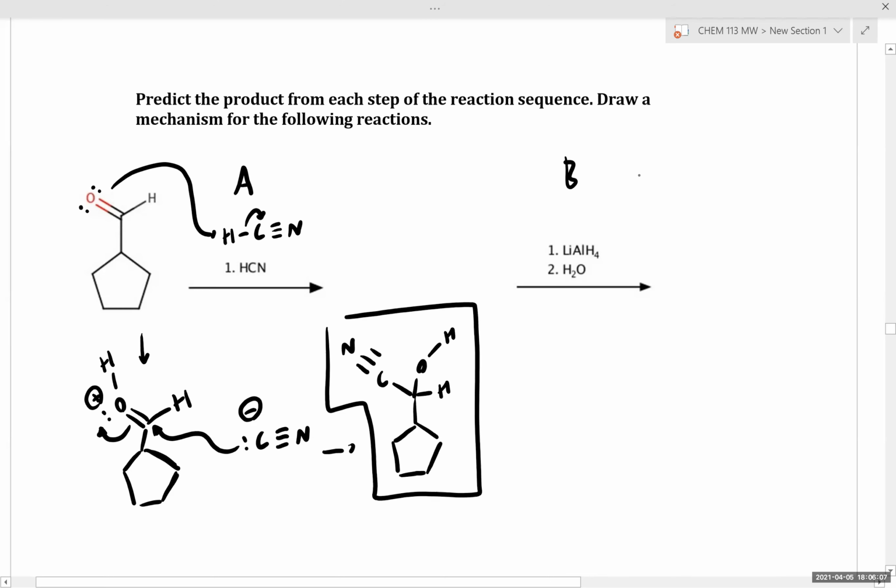Now, my question to everyone is, when we treat this cyanohydrin with lithium aluminum hydride and then quench with water, these are two separate steps. First, lithium aluminum hydride, probably in ether or THF, then water. What product will we isolate? So I'd like us to take a few moments and let's try to predict the structure of the product. And then we'll talk about the mechanism for this second step together as a class.